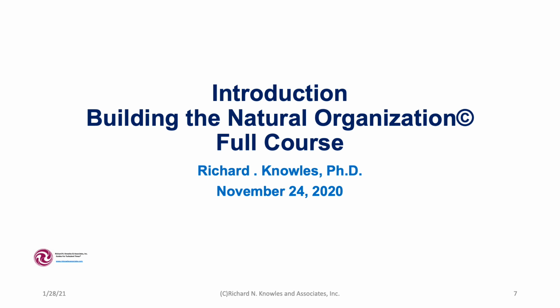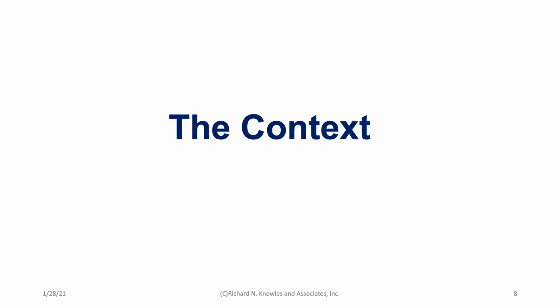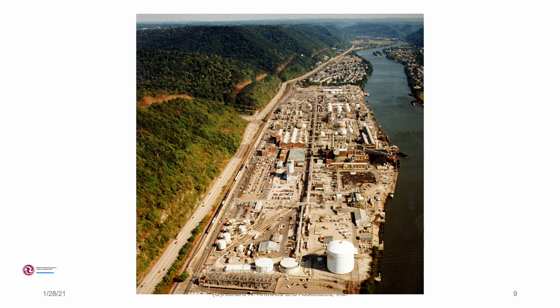Now I want to go deeper into things with you and talk more about building the natural organization. And you remember the context in which all this was developed was at the plant in Bell, West Virginia, where I was the manager. This is not a benign environment. The plant is about a mile long and a third of a mile wide. The Kanawha River is on the right side, and the mountains are on the left. In the little town of Bell, you can see beyond the plant, along the river's edge, nestled next to the mountain.